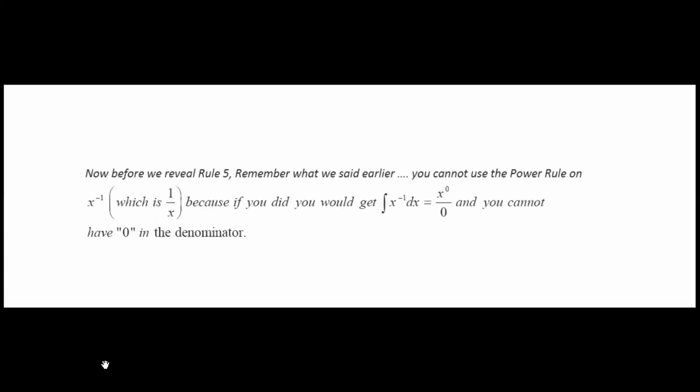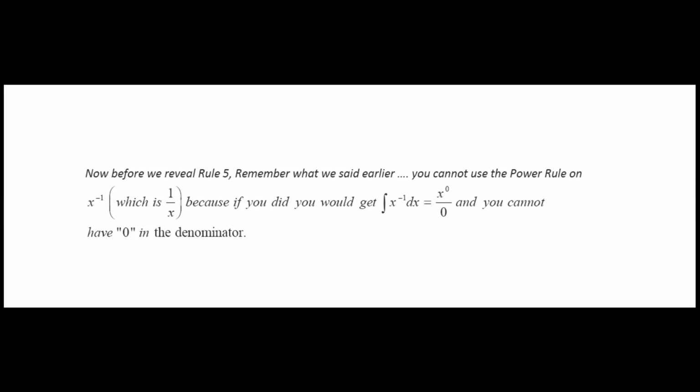Now, earlier we said there's one exponent you cannot have, and that's -1. And let's see why you cannot have x to the -1 power. Let's apply the power rule here. If you add 1 to -1, what do you get? 0. X to the 0. That's no problem. Divide by the new exponent, 0. That is a problem. Dividing by 0, we've got a problem. Cannot have 0 in the denominator, not before and not now.